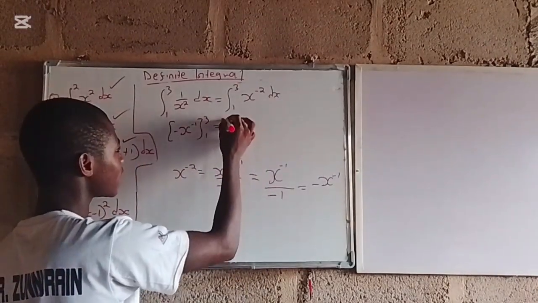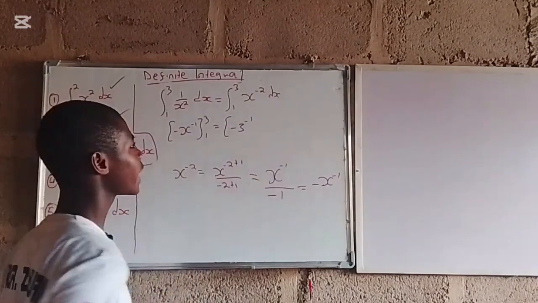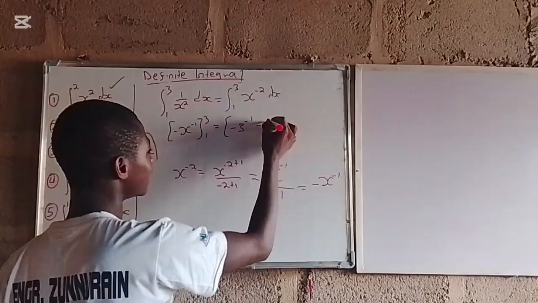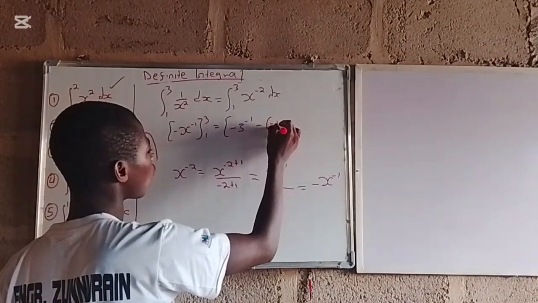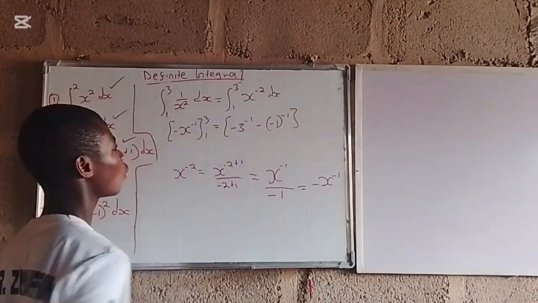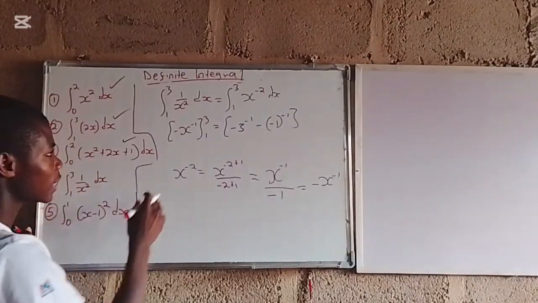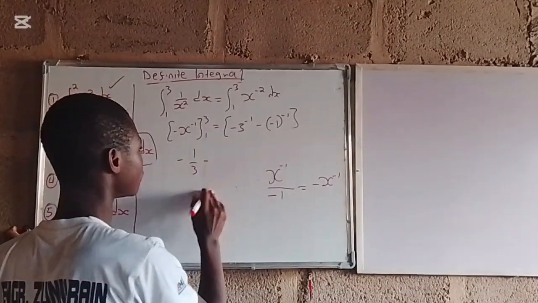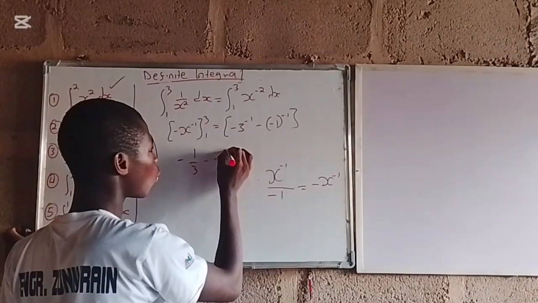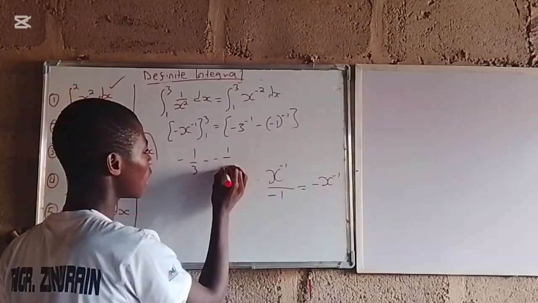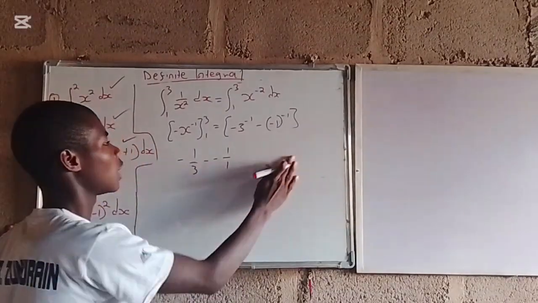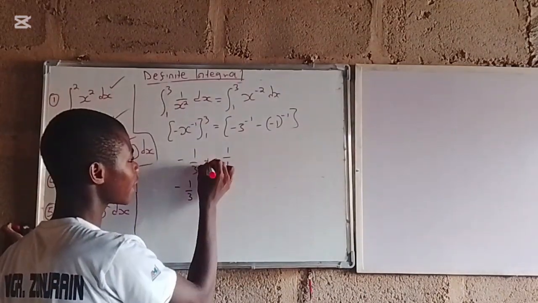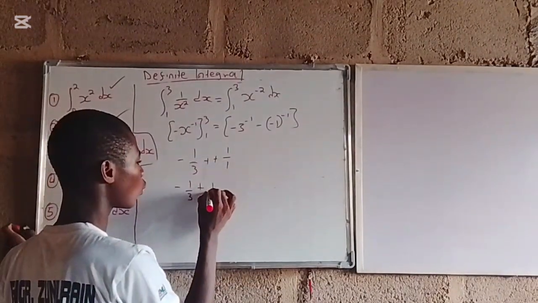So this is the same thing as saying I'll have negative 3 to the negative 1, then I have to say minus negative 1 to the negative 1. So what should I get? This is the same thing as saying negative 1 over 3 minus negative 1 over 1. I hope you get it. So this is minus 1 over 3, negative and negative, it will give me positive 1 over 1.